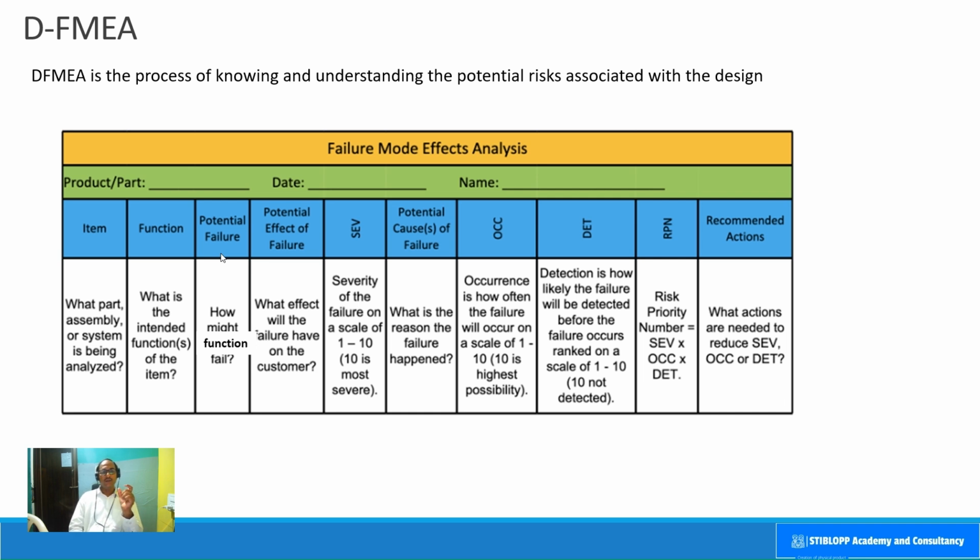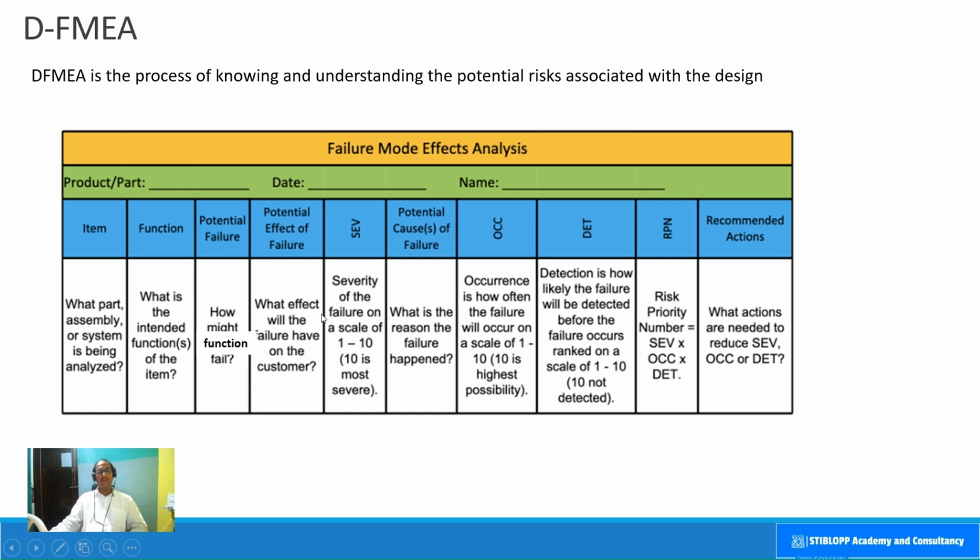Now, for example, if you are sitting inside the house and you experience leakage from the roof during the rainy season, then the potential failure mode is improper sealing. It is not the leakage of the roof. It is improper sealing. Improper sealing has caused the leakage. Why that improper sealing has happened is the potential causes of the failure. Then potential effect of the failure.